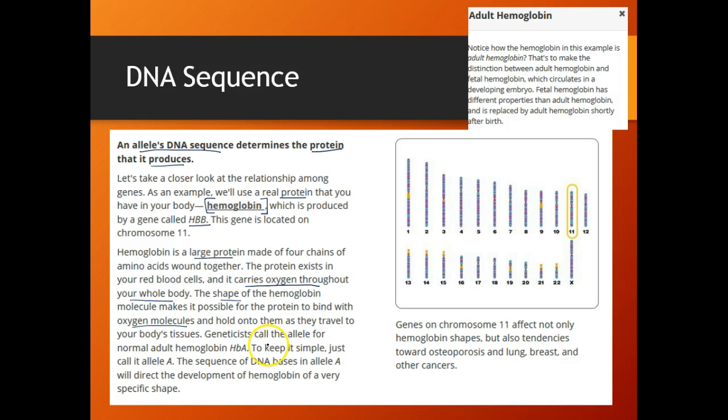So geneticists call the allele for a normal adult hemoglobin HbA, or to keep it simple, we're going to say that it's the allele uppercase A, and we're going to call that the healthy allele. Okay, just as a side note, the reason why we call it adult hemoglobin is because there's actually such a thing as a fetal hemoglobin that an embryo has when it's developing.